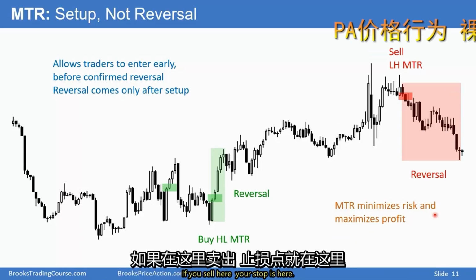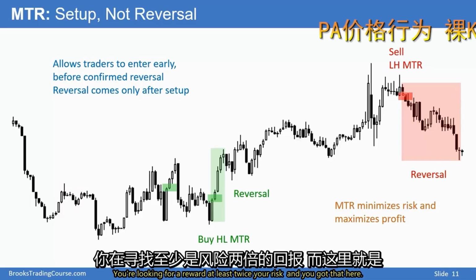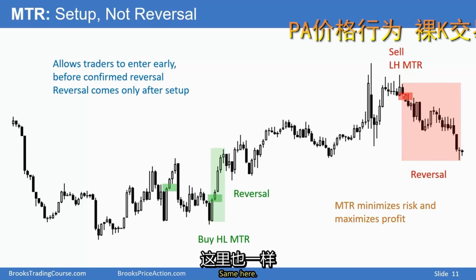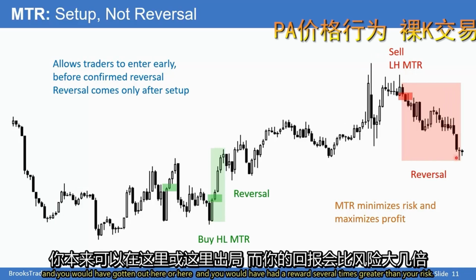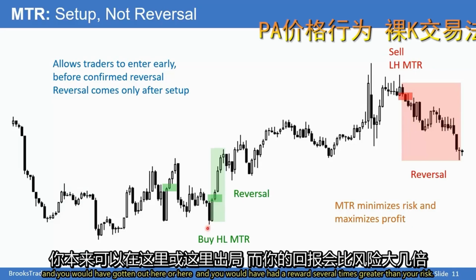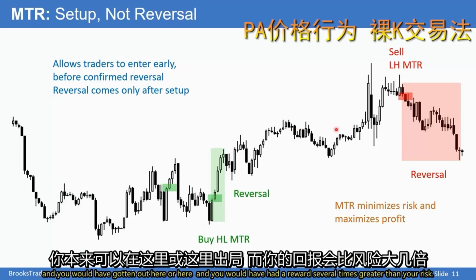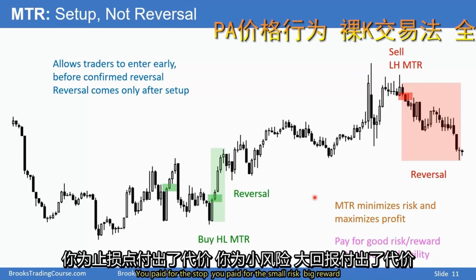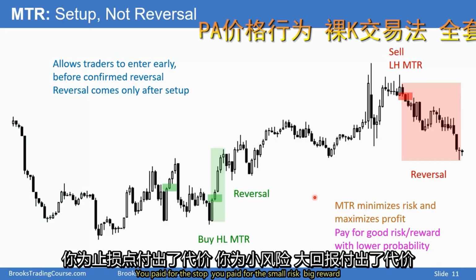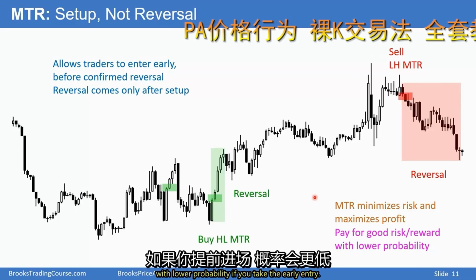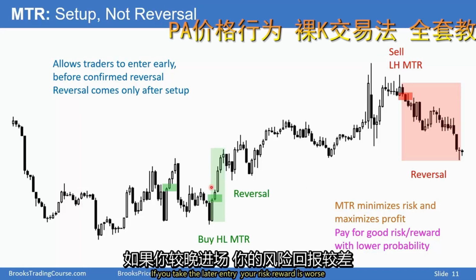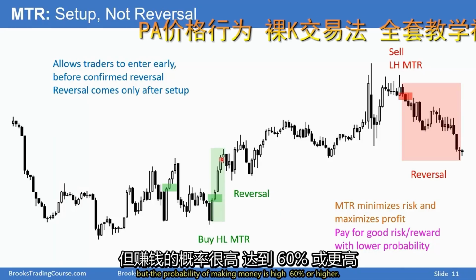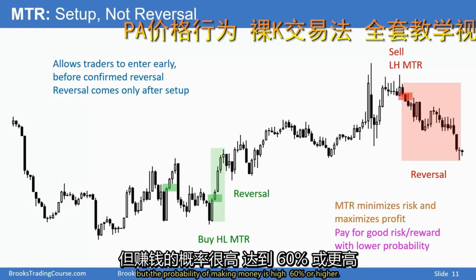The advantage of entering early with a major trend reversal setup, it minimizes risk. If you sell here, your stop is here. You're looking for a reward at least twice your risk, and you got that here. Same here. If you buy here, your stop is here, and you would have gotten out here or here, and you would have had a reward several times greater than your risk. You paid for the small risk, big reward with lower probability if you take the early entry. If you take the later entry, your risk reward is worse, but the probability of making money is high, 60% or higher.